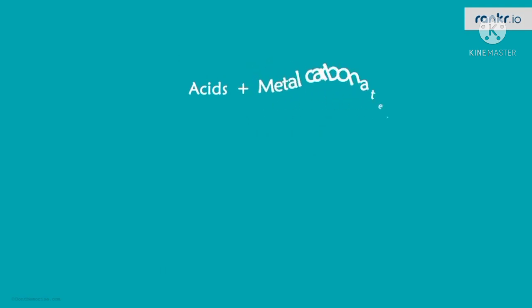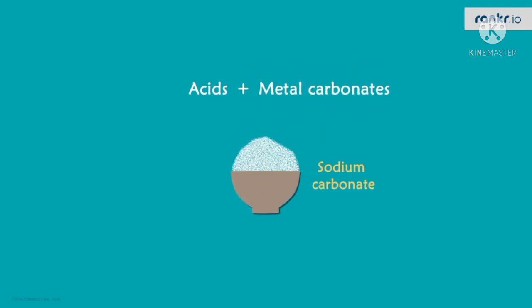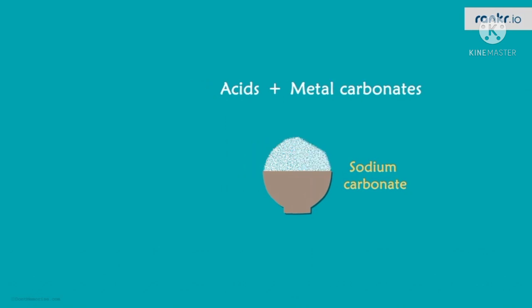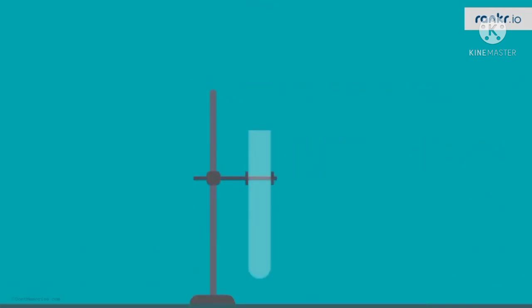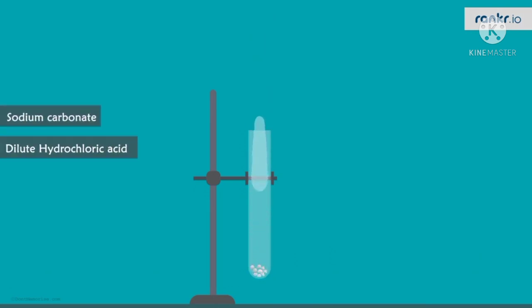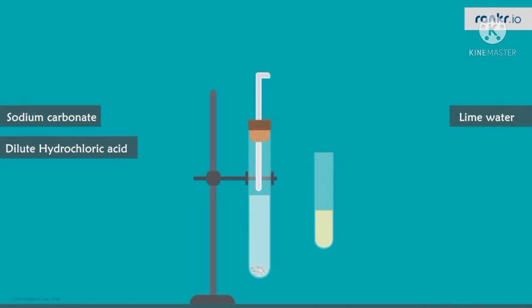Next one is metal carbonates and metal hydrogen carbonates reacting with acids to give salt, carbon dioxide and water. In this activity, the metal carbonate is Na2CO3, which is washing soda. The metal hydrogen carbonate is baking soda.